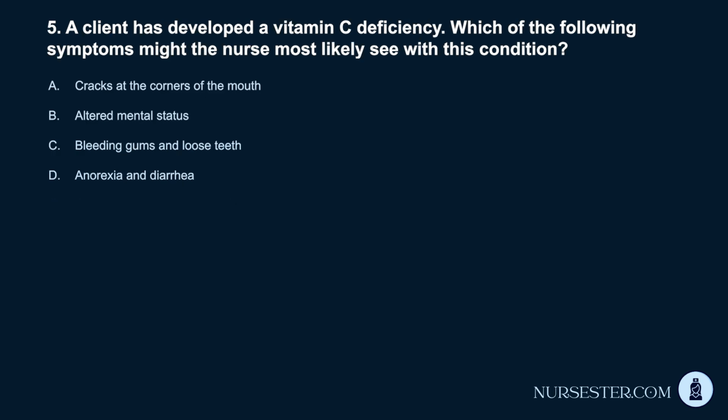5. A client has developed a vitamin C deficiency. Which of the following symptoms might the nurse most likely see with this condition? A. Cracks at the corners of the mouth. B. Altered mental status. C. Bleeding gums and loose teeth. D. Anorexia and diarrhea. Correct answer, C. Bleeding gums and loose teeth.